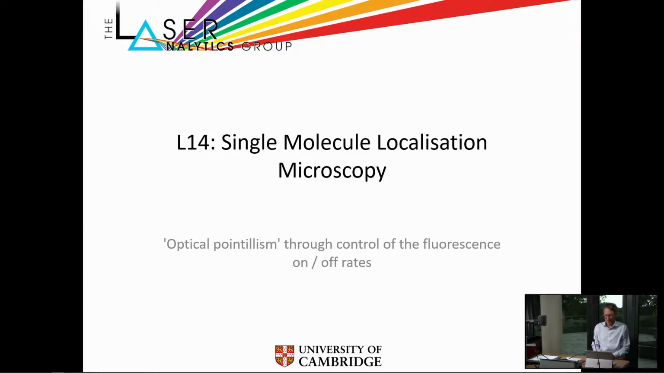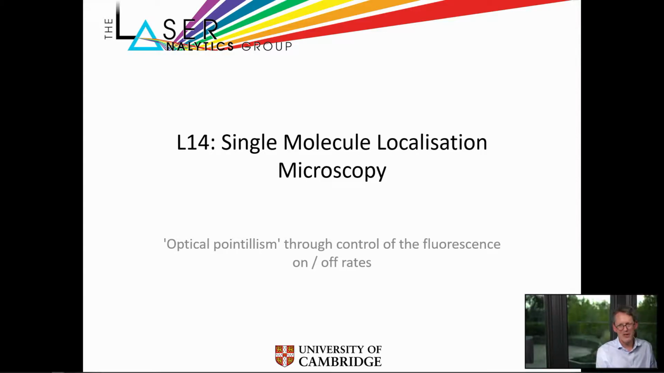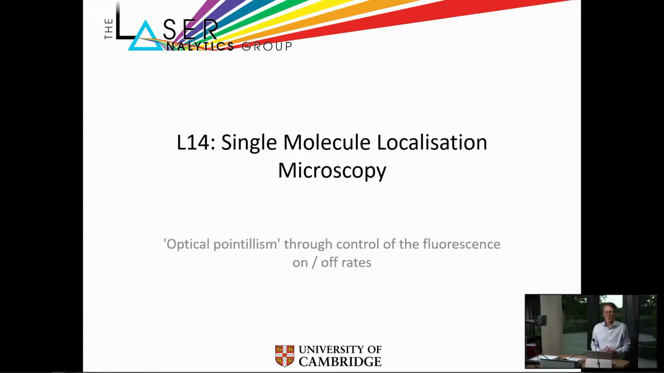And so you can think of this technique as optical pointillism. You control the fluorophore on and off rates. So paradoxically, this method requires you to switch the molecules into an off state much more than into an on state. You want to actually get the number of photons emitted to be very low. So at any one time, you try to reduce the number of molecules that emit at the same time, and you will see why we require this and what this allows us to do.